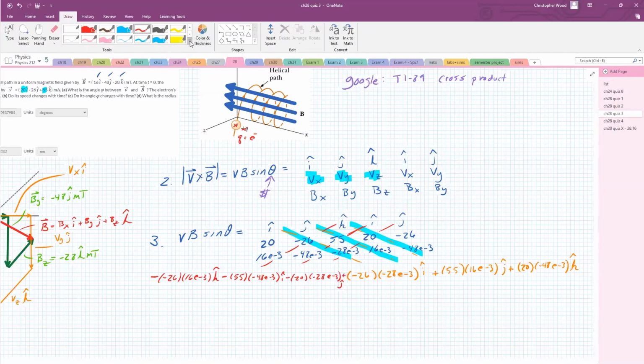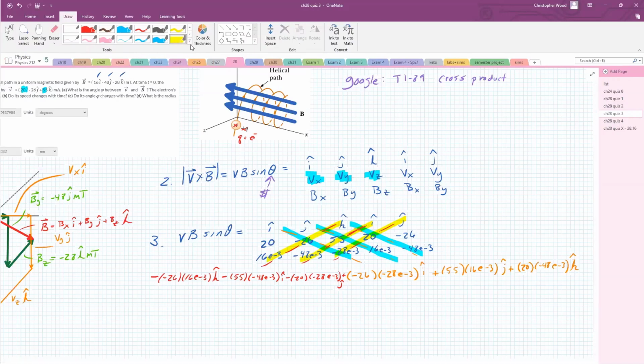Okay, I'm going to do a quick double check here. All right, I should have negative of a negative 26 times 16 E minus 3. Feeling good about that. And then for my I hat component, I should start with a negative, and then there's my 55, and then there's my negative 48 E minus 3. There's my I hat. And last but not least, here's my J hat. I should start with a negative, 20 times negative 28 E minus 3. Done. Good heavens. All right.